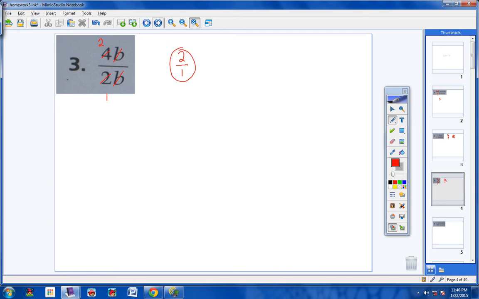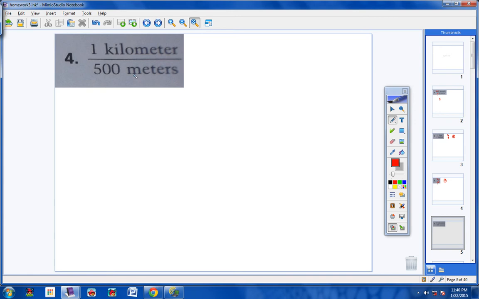Alright, number 4. Now again, be careful here. You could change, if you wanted to, meters to kilometers, but you would get a fraction, okay? You would get 500 over 1,000, because 1 kilometer equals 1,000 meters. Okay, don't forget that. 1 kilometer equals 1,000 meters.